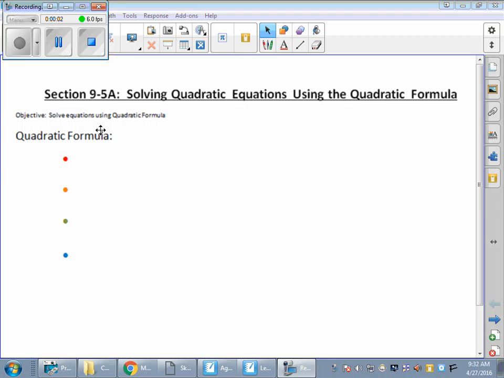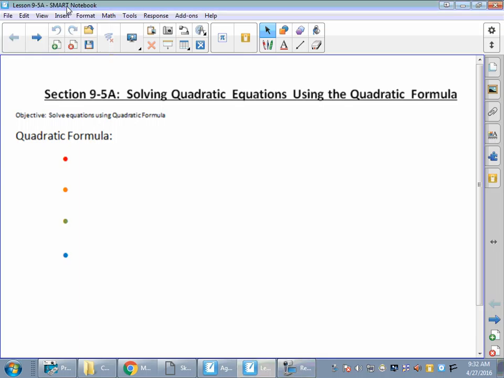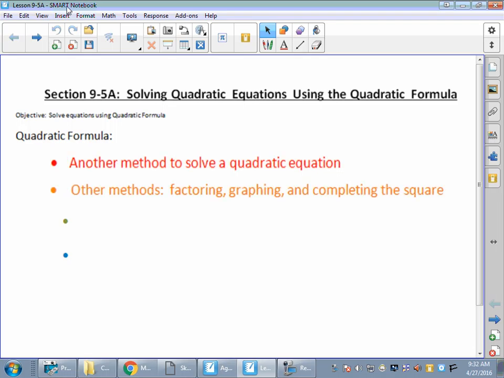Welcome to section 9.5a. We're going to use the quadratic formula. This is another method to solve quadratic equations. Our other methods, we've done all of these at this point. We factored and set each factor equal to 0. We graphed and looked for the x-intercepts. We completed the square in section 9.4 and 9.4a and b. So now we're going to do quadratic formula.